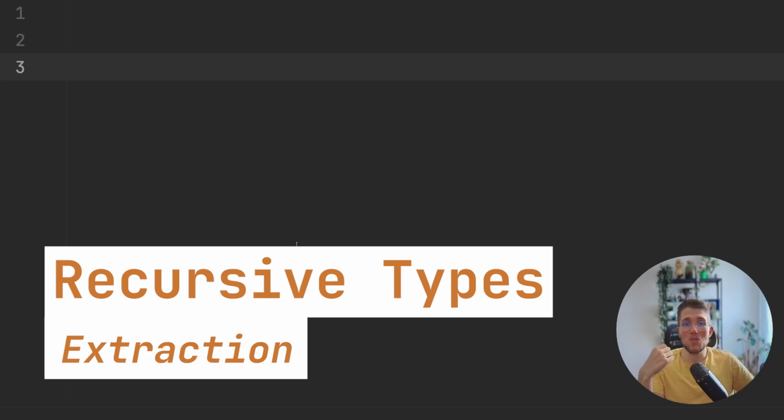Welcome to the first episode of our recursive type series. In this first episode, we will take a look into what I call the extraction pattern, which we can use to extract certain type information from our existing types by using recursion.